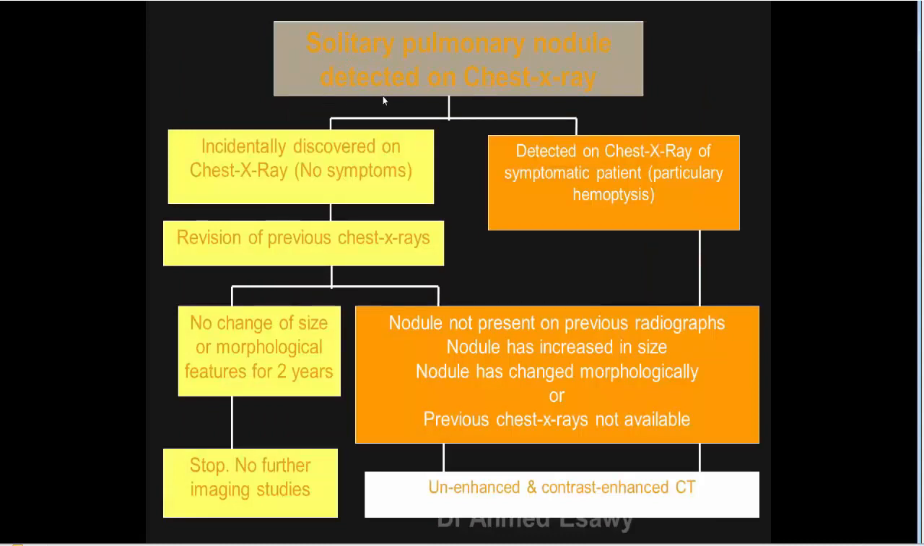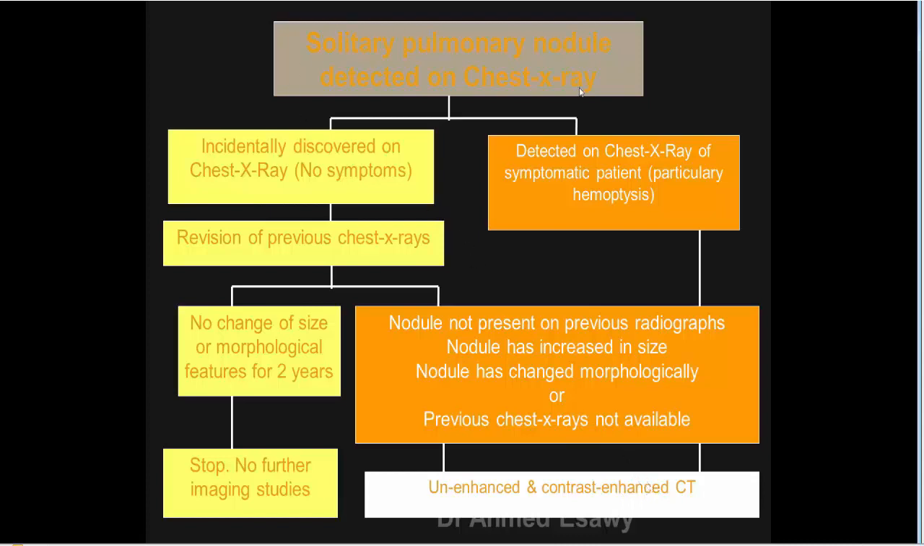Solitary pulmonary nodule detected on chest X-ray, what do we do? If incidentally discovered on chest X-ray with no symptoms, we try to look for a previous chest X-ray. If we find no change in size or morphological features for 2 years, we stop, no further imaging study. If the nodule was not present on the previous radiograph, has increased in size, has changed morphologically, or a previous chest X-ray is not available, we go to a contrast enhanced CT.